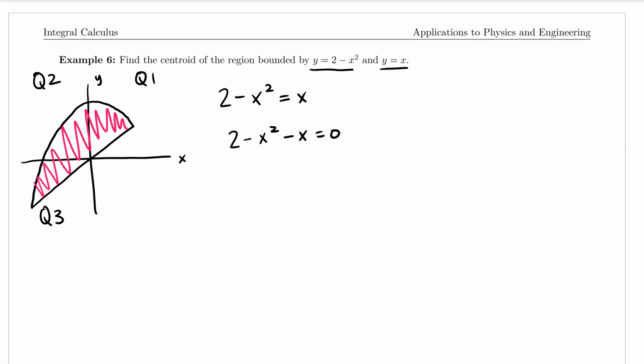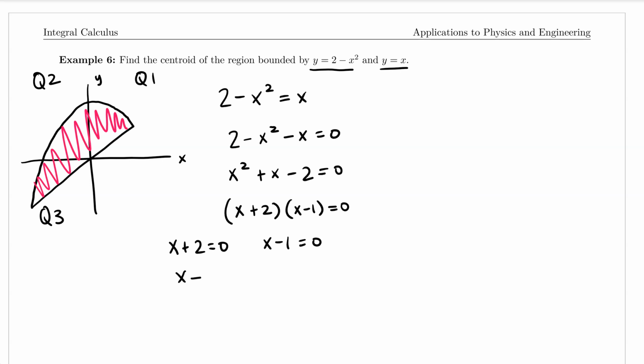I don't like having the squared term be negative, so I'm going to multiply everything by -1. And that's going to give me x squared plus x minus 2 is equal to 0. And this is now factorable, so this factors into x plus 2 times x minus 1 is equal to 0. Then if I use the zero product principle and set both of my linear factors equal to 0, we get x equals -2 and x equals +1. So here, this x value is -2, and here, this x value is +1.